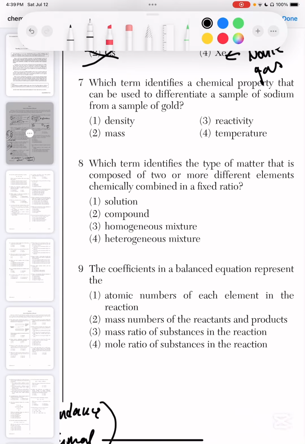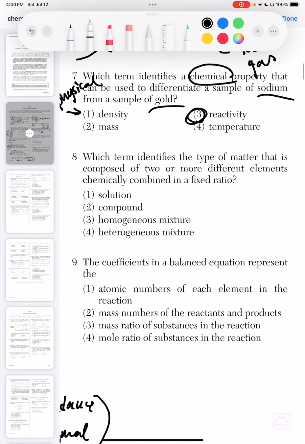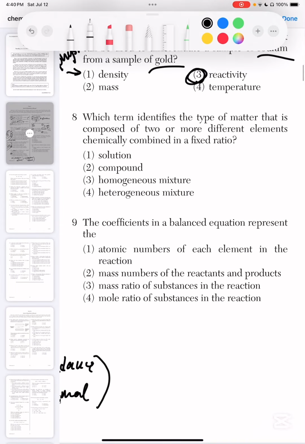Which term identifies a chemical property that can be used to differentiate a sample of sodium from gold? So for this one, let's see. Since it tells you that it's a chemical property, you can go reactivity pretty much right off the bat, because density, this is physical. And then it's not necessarily a property, because temperature, anyways. But all you need to know is that if it asks for chemical property, if reactivity is an option, then it's pretty much the answer, like 9 out of 10 times.